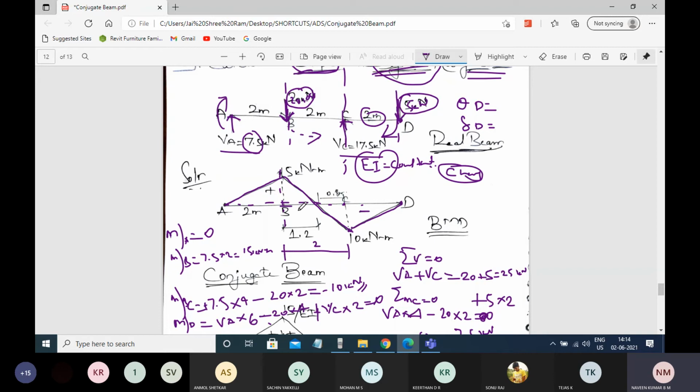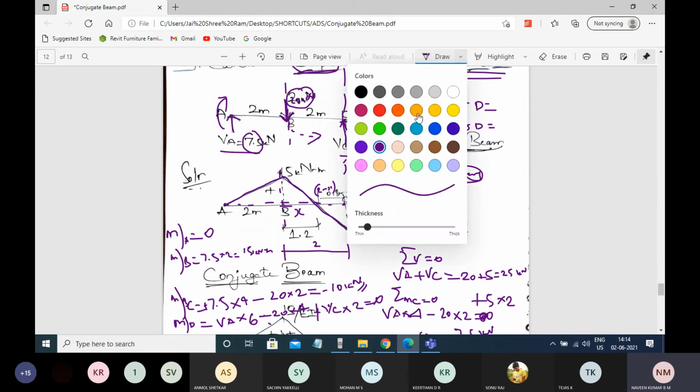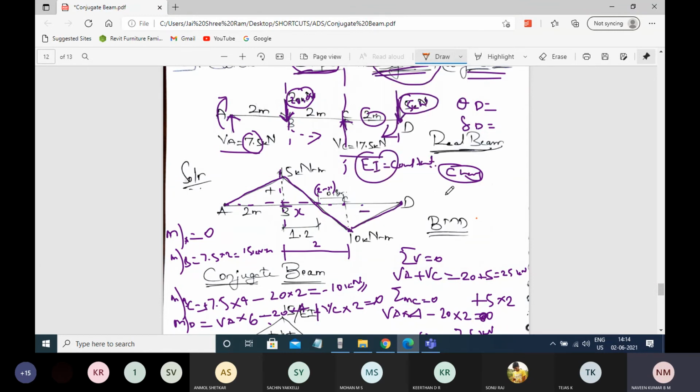Okay, so this distance you can consider as x. Then this distance will be considered as how much? 2 minus x. By using similar triangles, this is one particular triangle and this is one more particular triangle.